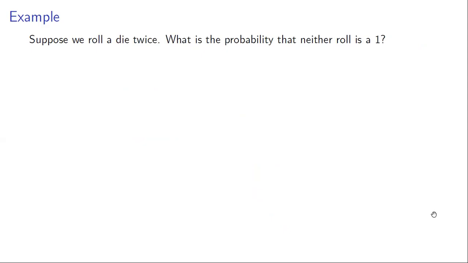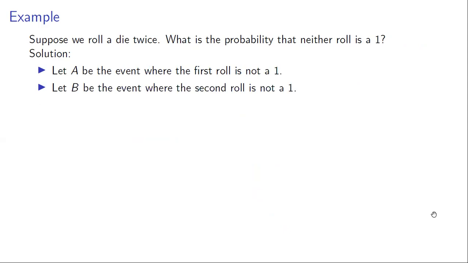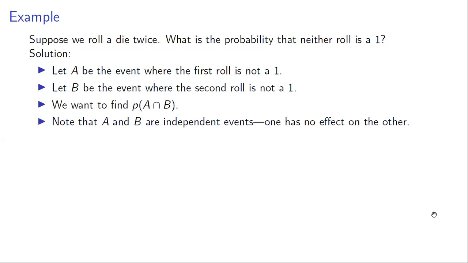Next, suppose we roll a die twice. What is the probability that neither roll is a 1? That meaning not the first and not the second, neither is a 1. So let A be the event where the first roll is not a 1. Let B be the event where the second roll is not a 1. We would like to find probability of A intersected with B. Note that A and B are independent events, right? And this is intuitively obvious. When you roll a die one time, it has no effect on the next time you roll the die. So they're independent events.